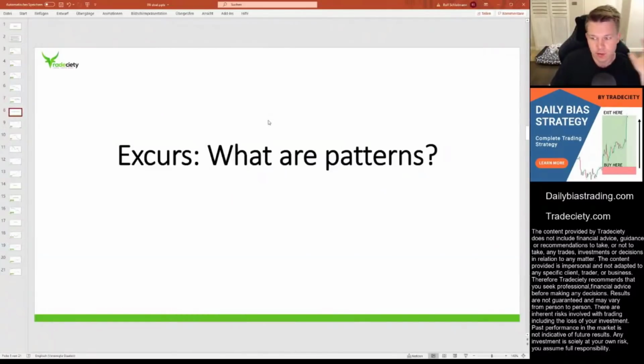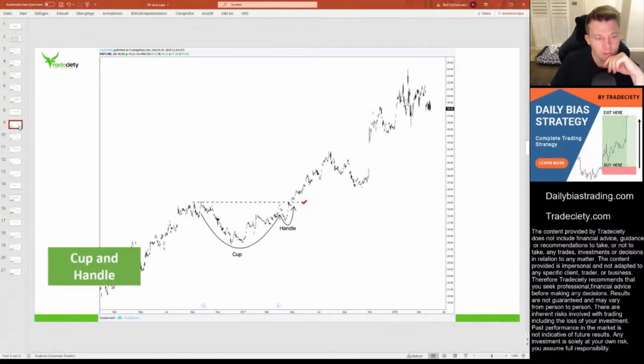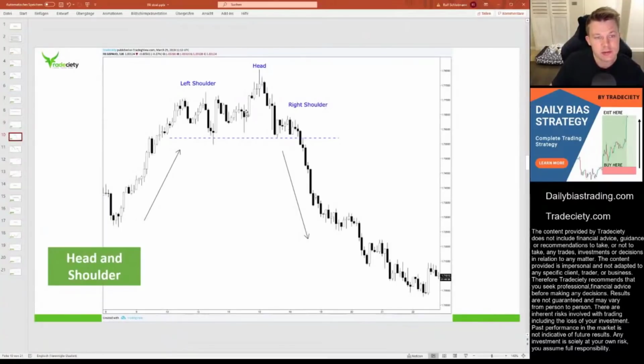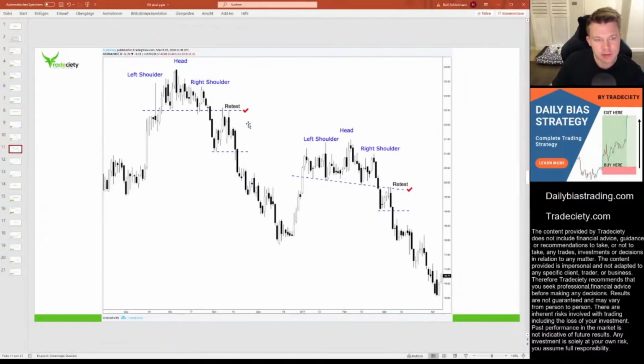So, excursus, what are patterns? Patterns can be a cup and handle, and usually I distinguish between two types of patterns. One pattern uses horizontal levels, so support and resistance. You can see horizontal where the cup is, and then the handle, and then on the breakout you have a trend continuation. Or a head and shoulders can also be a pattern, obviously a transition pattern. A head and shoulders also uses a horizontal level. We have multiple head and shoulders, you can see that. We have retest opportunities as well.